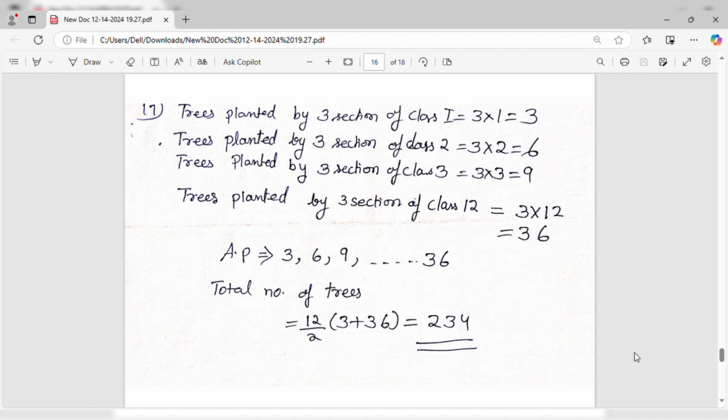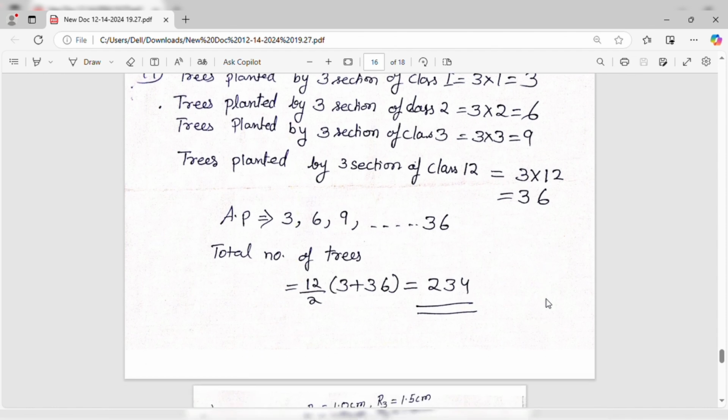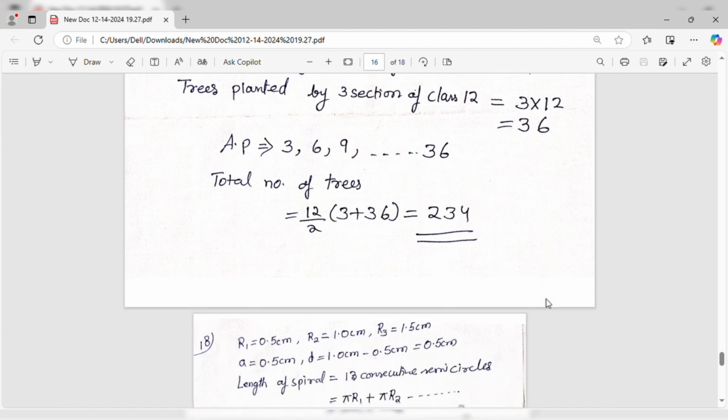So how many trees will be planted by the students? So we will find trees planted by three sections of class 1, 2 and 3, which are 3, 6, 9 respectively. And the trees planted by three sections of class 12 would be 36. The AP would be 3, 6, 9 up to 36. Number of trees, we will find Sn by using the formula n by 2 bracket a plus l. So the number of trees planted would be 234.